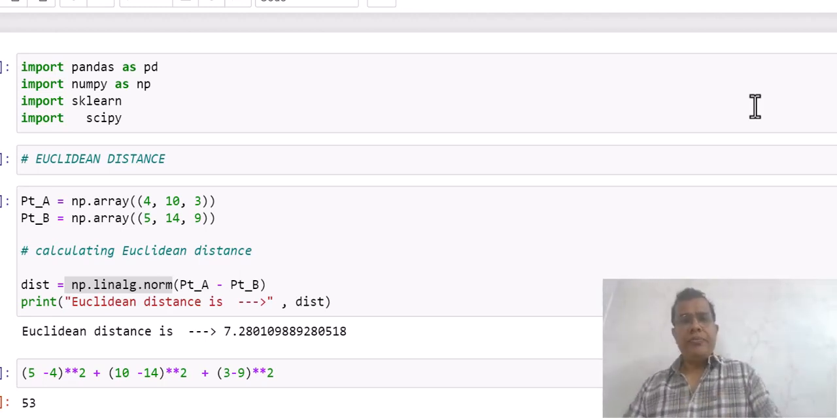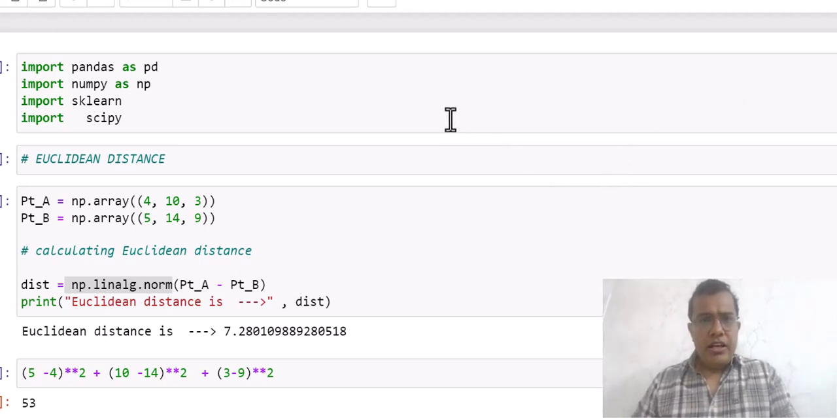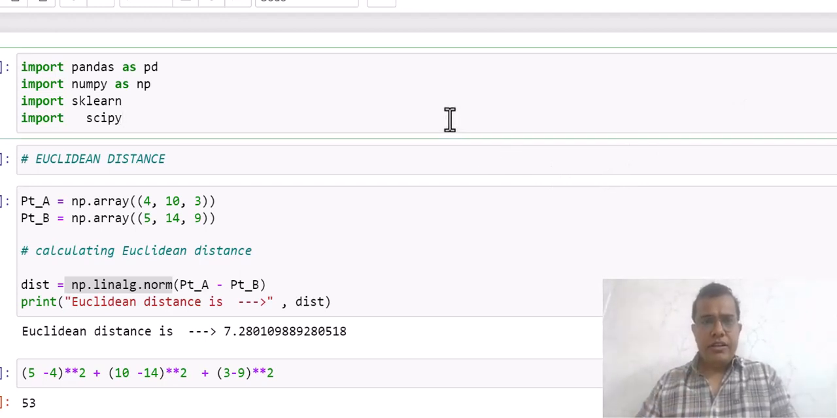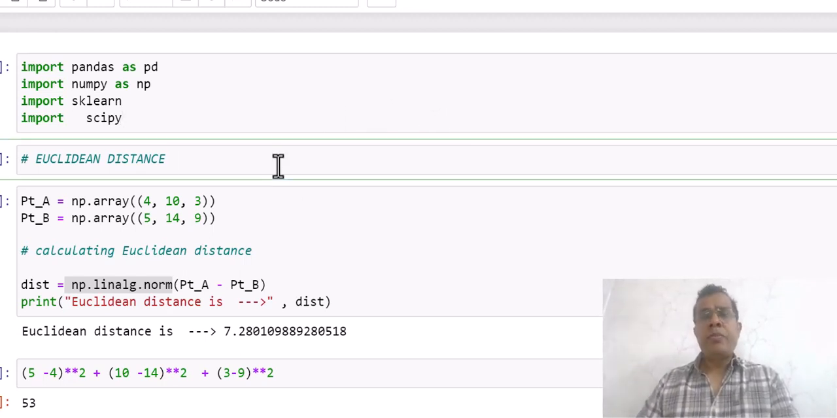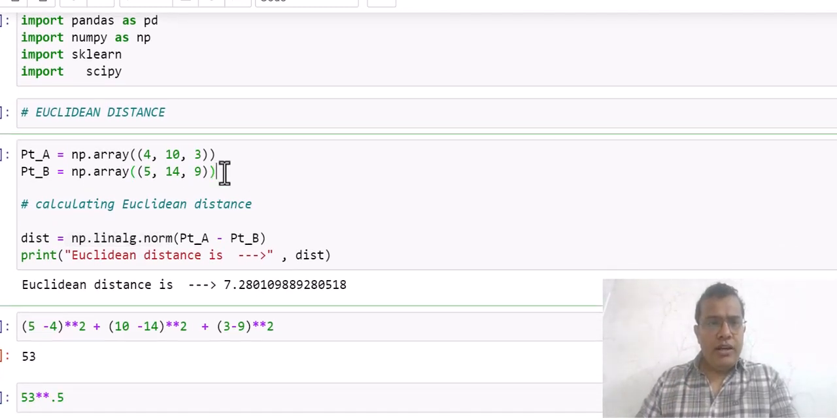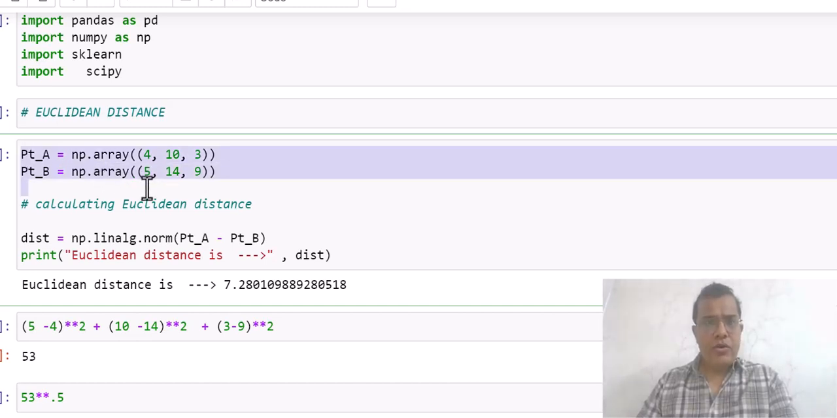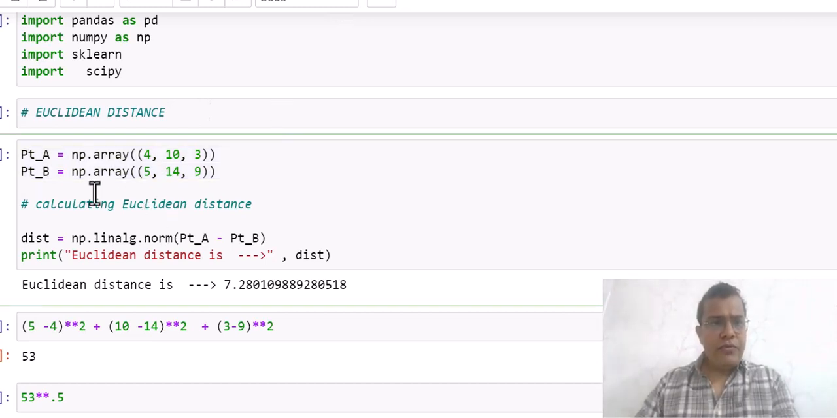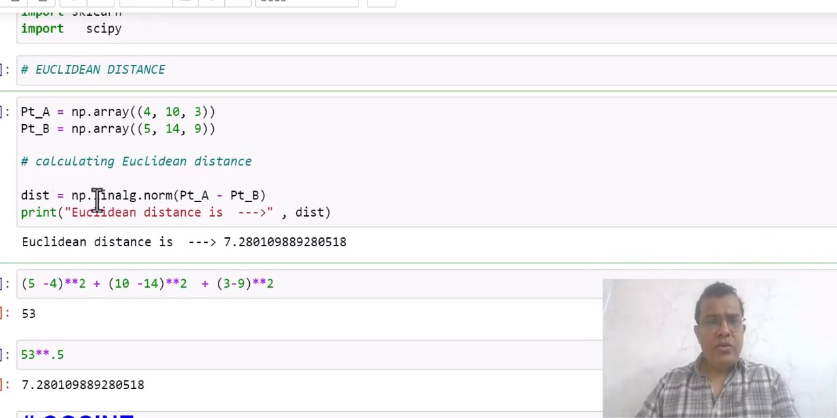So let's get started. I will cover various algorithms, but let's start with the first methodology, your Euclidean distance. We already know that Euclidean distance is the shortest distance between any two points. So in the interest of saving time, I have already written up a certain piece of code. I have created two points, one is my point A and another is my point B. So this is how I'll find the Euclidean distance.